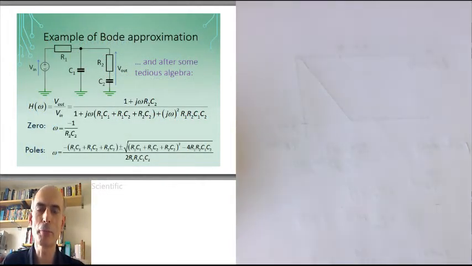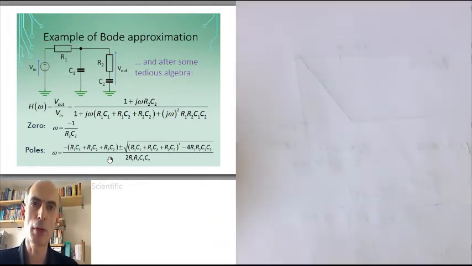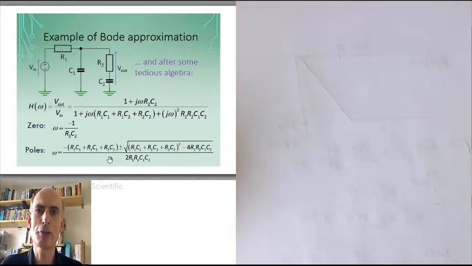For a more complex example, let's go back and look at this circuit again. We've been through the tedious algebra required to derive the frequency response of this before, so I won't do it again. We do have, however, another set of tedious algebra to do in order to work out where the poles are. To do that, we'll have to solve the quadratic equation on this denominator. It's fairly straightforward, if somewhat tedious. It's the standard quadratic equation formula: minus b plus or minus the square root of b squared minus 4ac, all over 2a. Hopefully everybody is familiar with that.